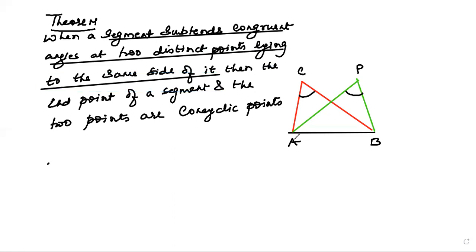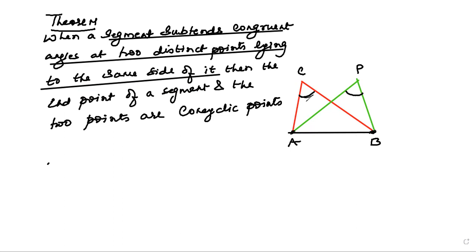Segment AB. Can you see the segment AB? From the endpoints A and B of the segment, red segments are drawn to intersect at C. Angle ACB is formed, so segment AB subtends angle ACB. Again, from these endpoints of segment AB, green segments are drawn to intersect at P. So angle APB is formed. I can say segment AB subtends angle APB.